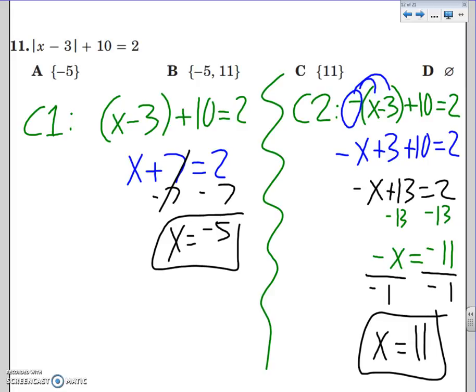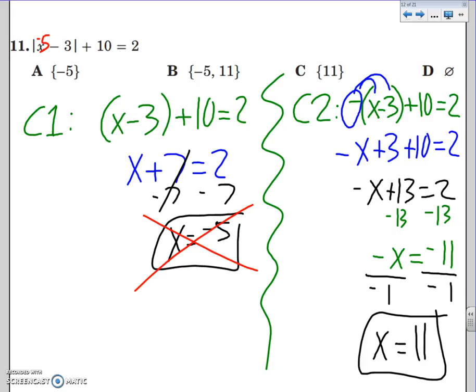Alright, I have two answers, -5 and 11. And you see, B is right there. However, again, we need to check. So let me plug this first number in, -5. I have -5 for x. -5 minus 3 is -8. Absolute value of -8 is +8. So I have +8 plus 10. The left side is 18. And this is 18 equals 2. That makes no sense. This is not an answer.